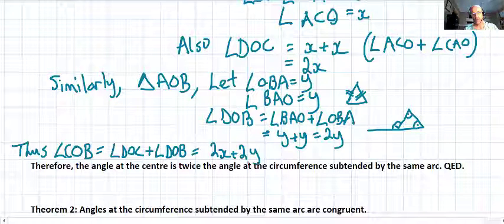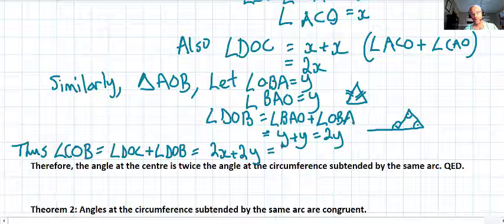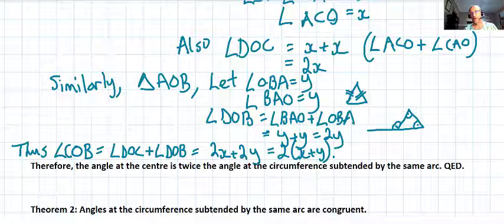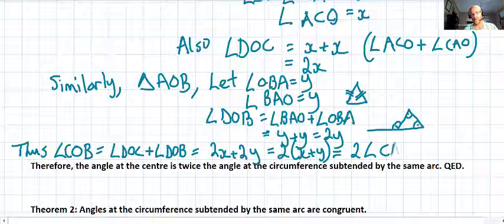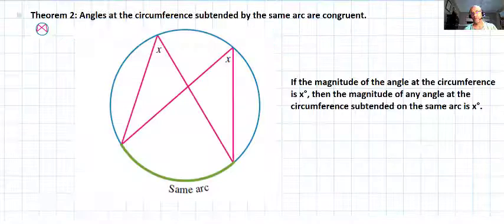Just from the results you can see a few lines above. Okay, so they're 2x plus 2y, which is 2 outside of x plus y. And remember, that is twice the angle formed at the circumference, which was angle CAB. So that's pretty much showing it now. Therefore the angle at the center is twice the angle at the circumference when subtended by the same arc.